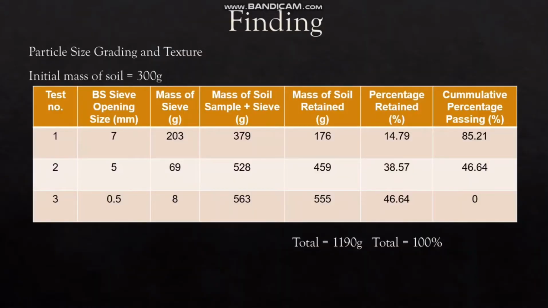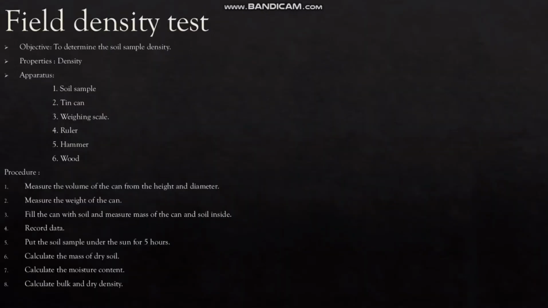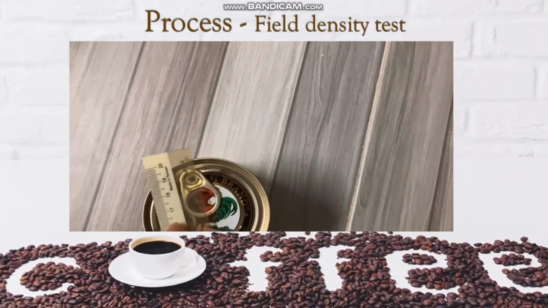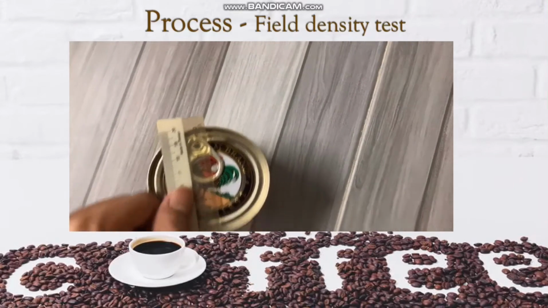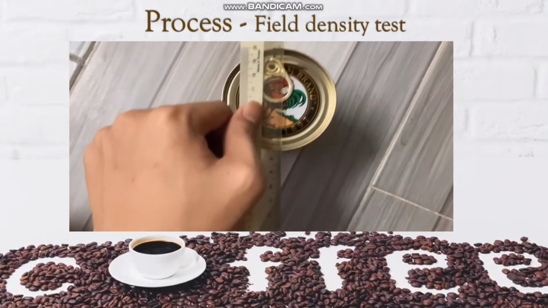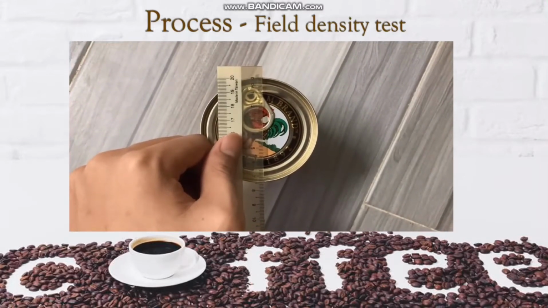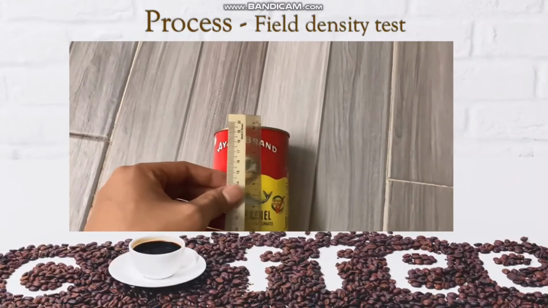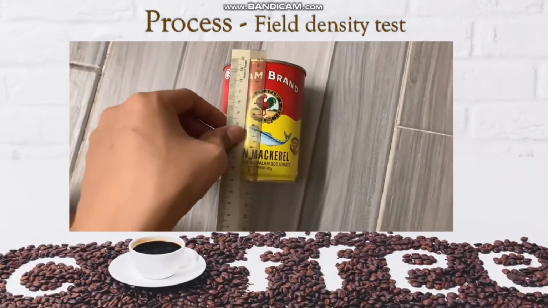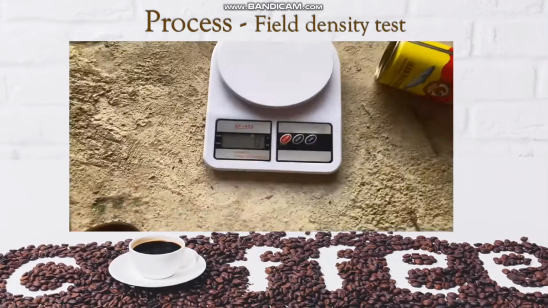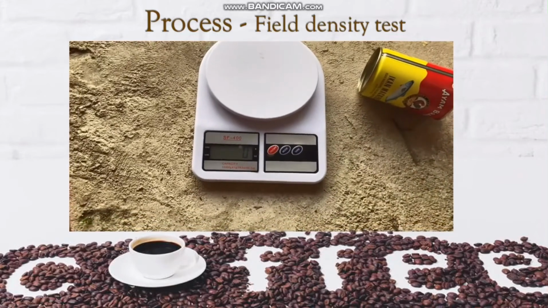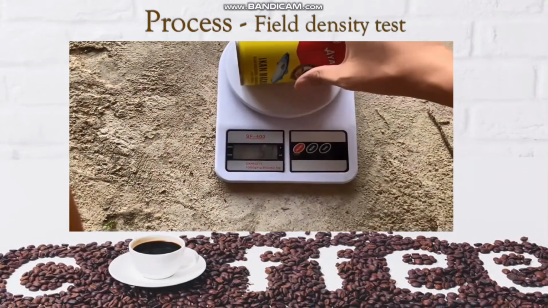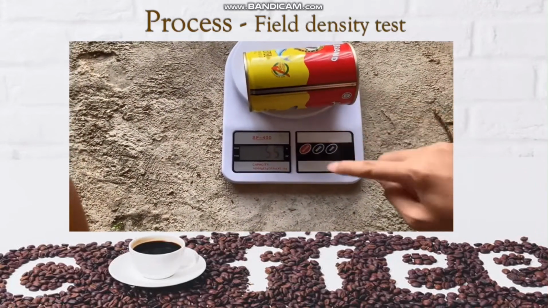These are the results. This is the field density test. We need to find the diameter of the can. It is 7.5. Now the length is 11 centimeters. For the field density test, we will need a can, and then we need to measure its weight. It is 55 grams.